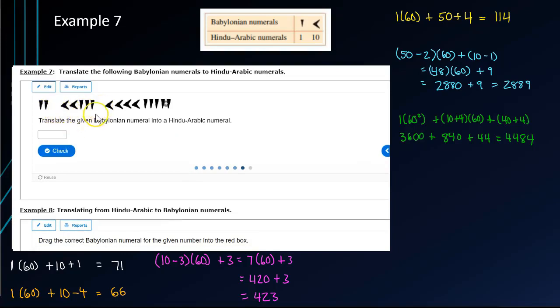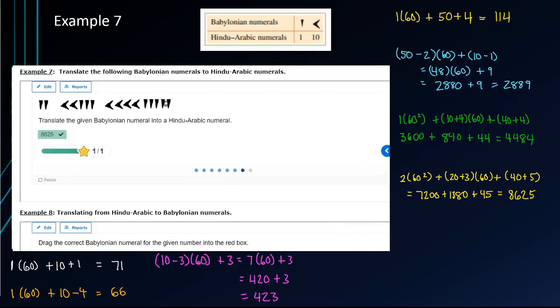Again, I have two gaps, which means that this is my units position. This is my 60s position. This is my 60 squared position. This is 2. This number here is essentially 23. This number here is 45. So over here, I'm going to see 2 times 60 squared plus 23 times 60, plus 45. So I have 7,200 plus 1,380 plus 45, which totals 8,625.